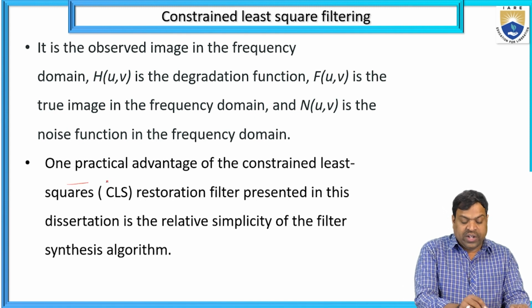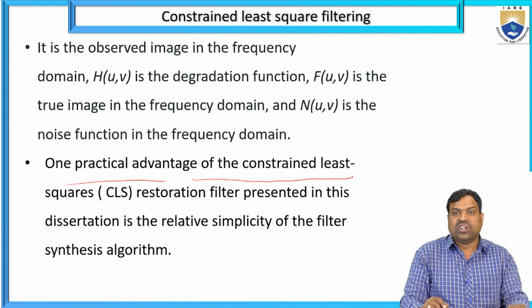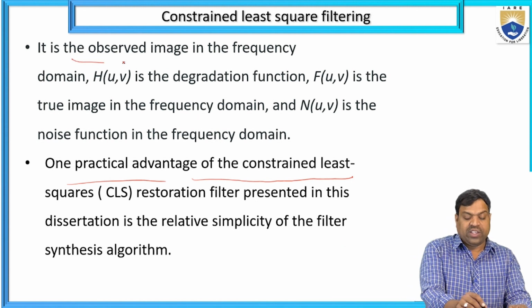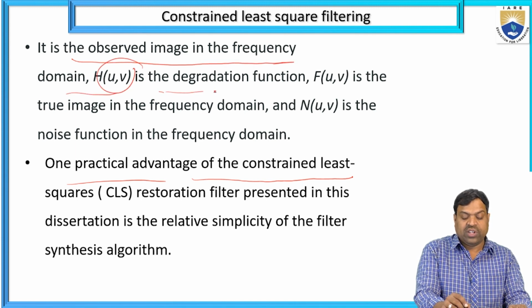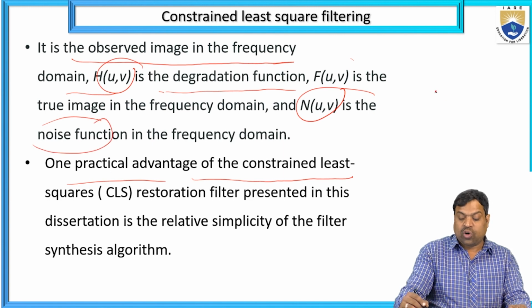So practically, what is the advantage of constrained least square filtering? The restoration filter presented in this dissertation has the advantage of relative simplicity. It is a synthesis algorithm. So observing the image in the frequency domain, H of (u,v) is the degradation function, F of (u,v) is the true image in the frequency domain, and N of (u,v) is the noise function. So how many are there here?